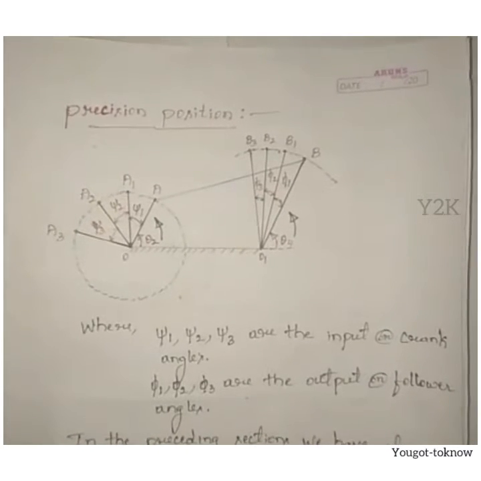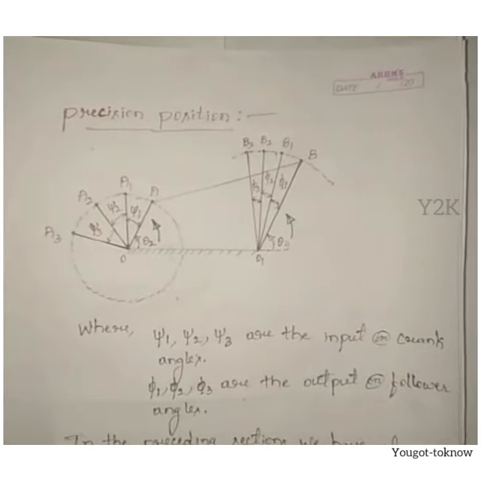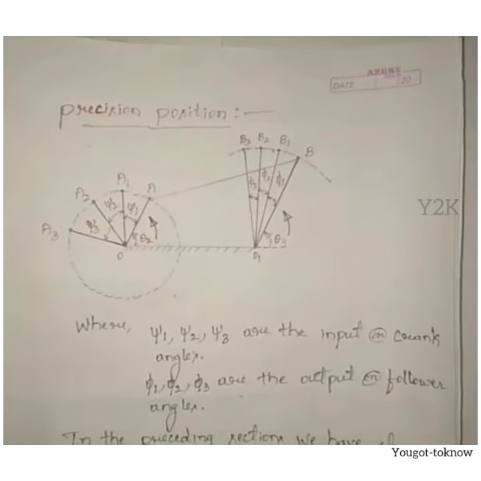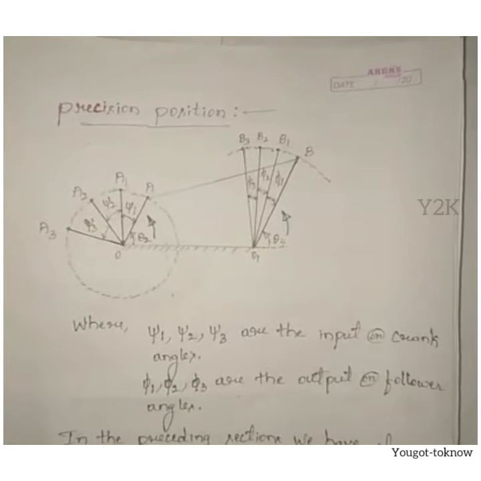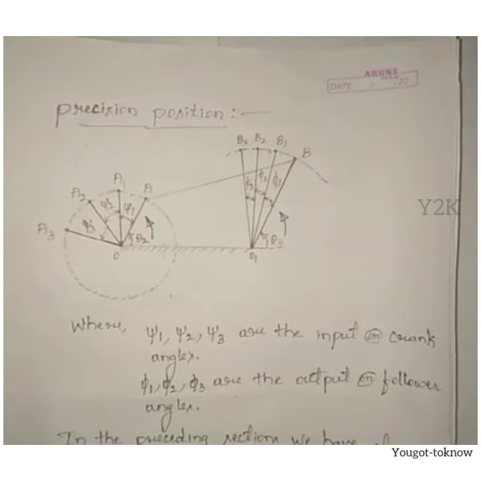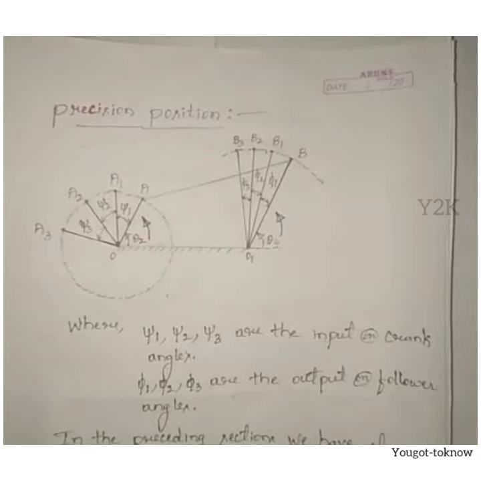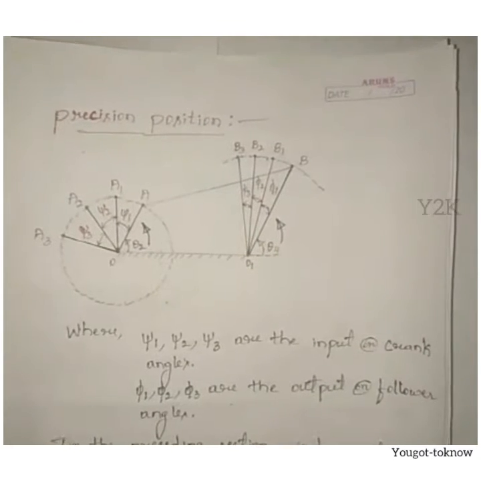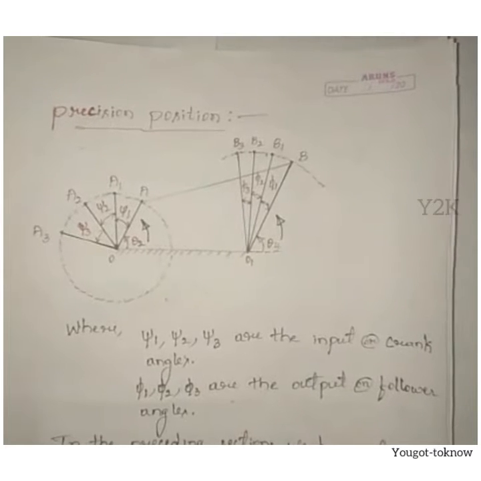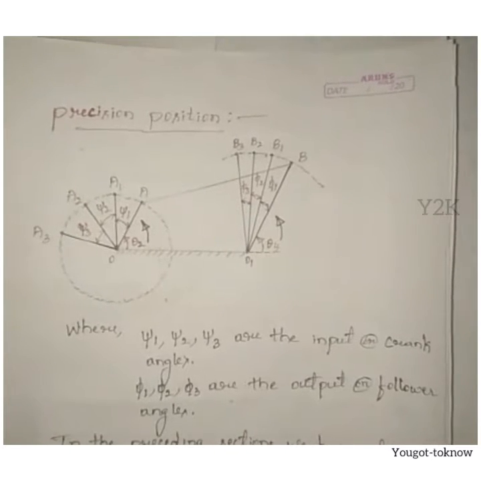In any mechanism, when relative motion takes place between the links at a given interval of time, the input crank and output follower change their positions. This is called precision position.